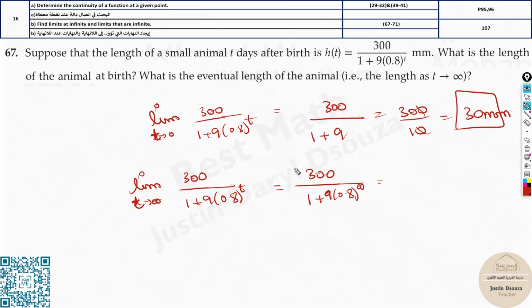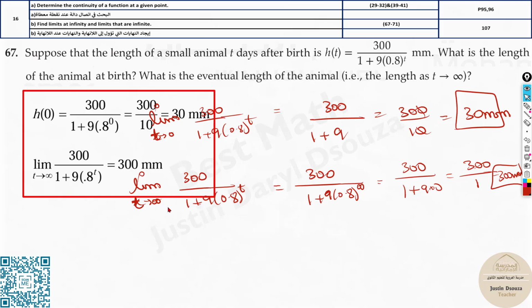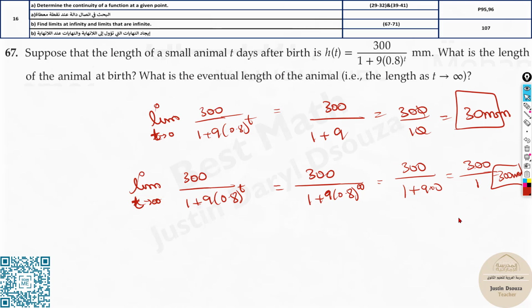So here what happens is, this is going to be 300 divided by 1 plus 9 times 0. So it is 300 by 1, because this is 0, it's 300 mm. So the maximum length that it will reach is 300 mm. The minimum is 30 mm. So these are the two answers. Please write this and this. That's it. Now here they have not written anything, which is not desirable. I mean, you can directly get the answer from here, but still it's better to write the steps.